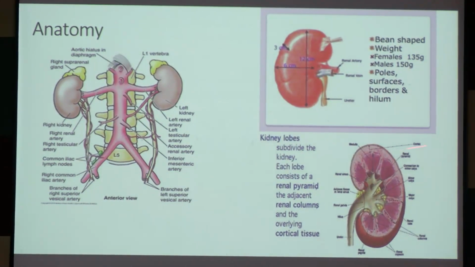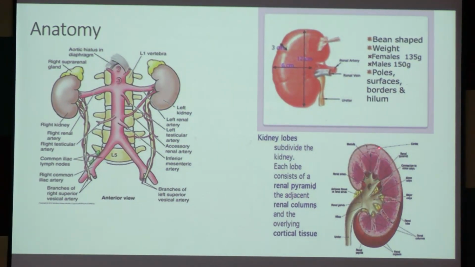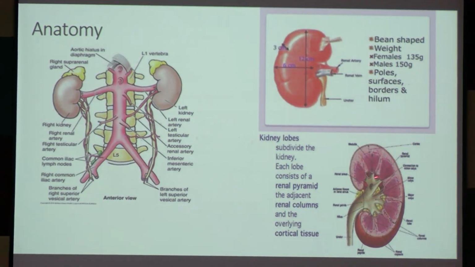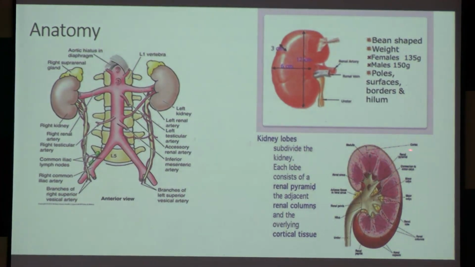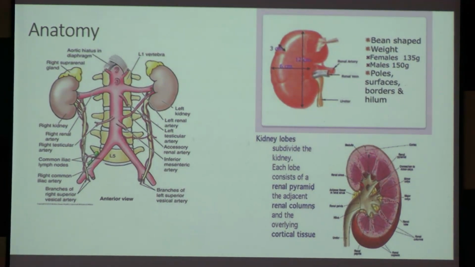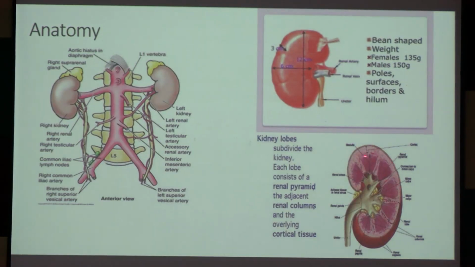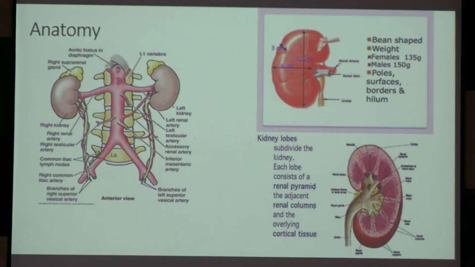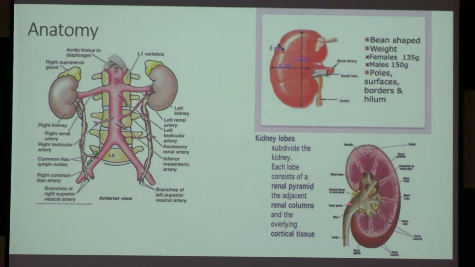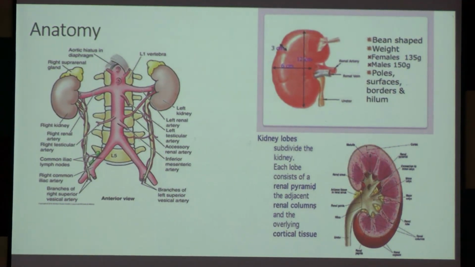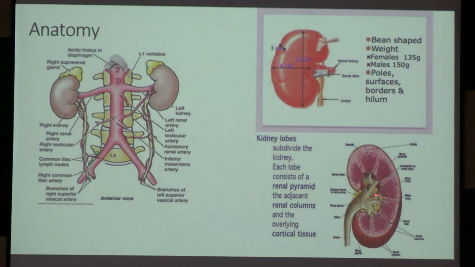When we see the cut section, the kidney is divided into the cortex and the medulla. The cortex is the main part where the urine formation is taking place, and the concentration is taking place at the level of the medulla. After this, it enters the pelvicalyceal system and thereafter drains into the ureter. This is the basic pathophysiology which is encountered.